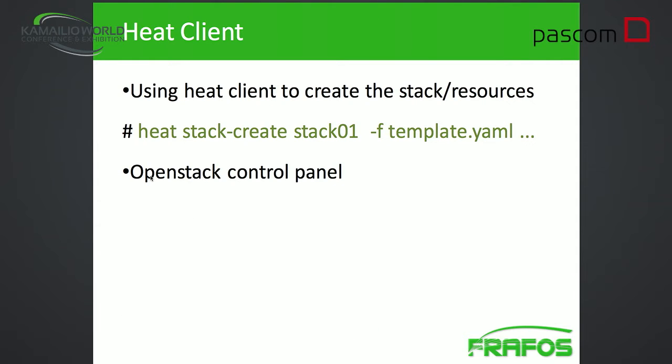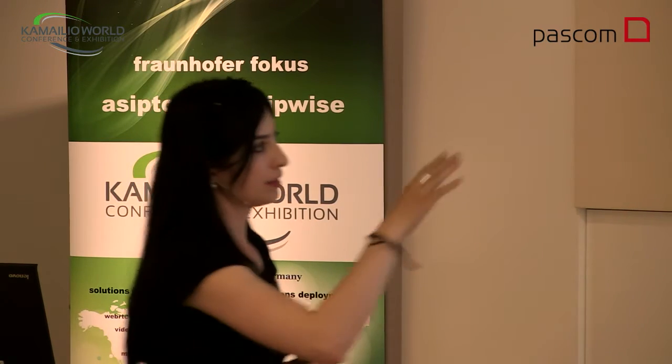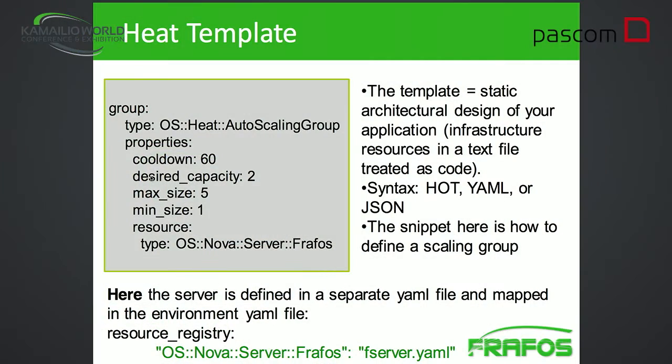And then we need to define what is called a heat template. The template is a static architectural design of your application. You write your architecture in a text file, and then the compilation of this file is just the creation of the resources. The file is in this syntax, HOT or YAML or JSON.